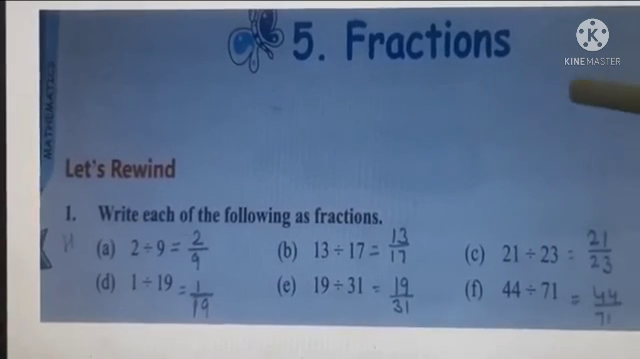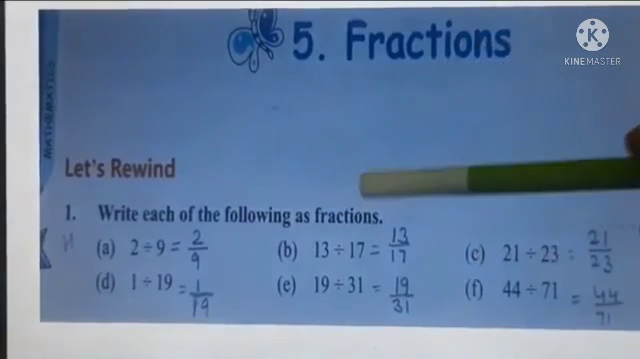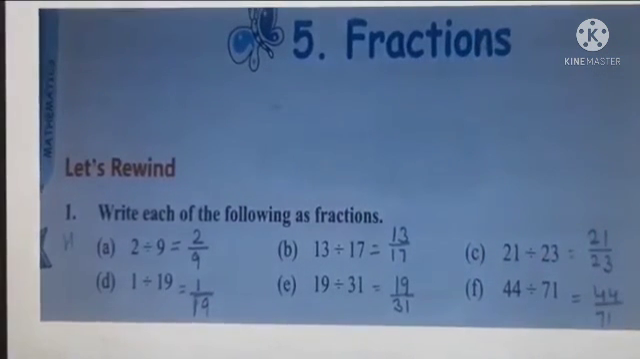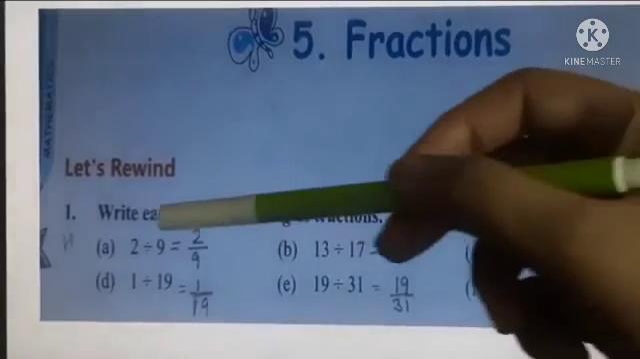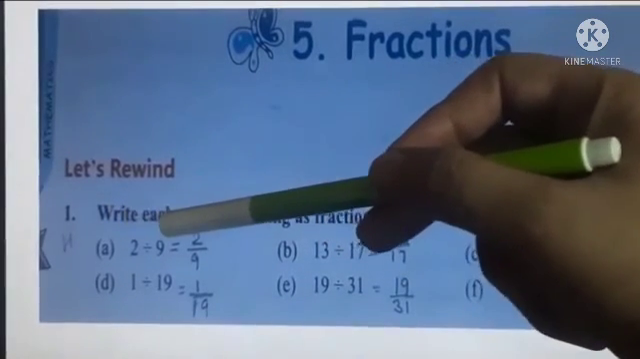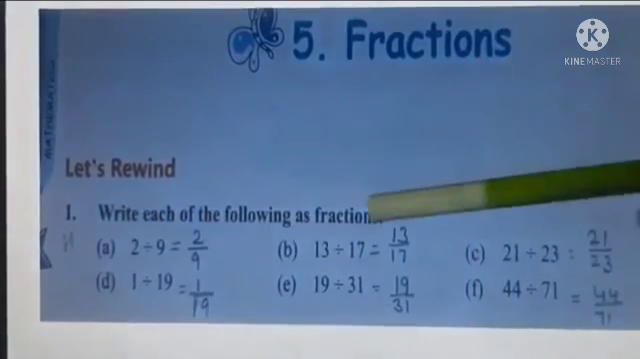So this is your chapter 5, fractions. Let's Rewind exercise. Our question number 1 is: write each of the following as fractions. You have to write these in the form of a fraction. A fraction is a part of the whole which is written in the form of numerator divided by denominator. So our A part is 2 divided by 9. So it is written as 2 upon 9.